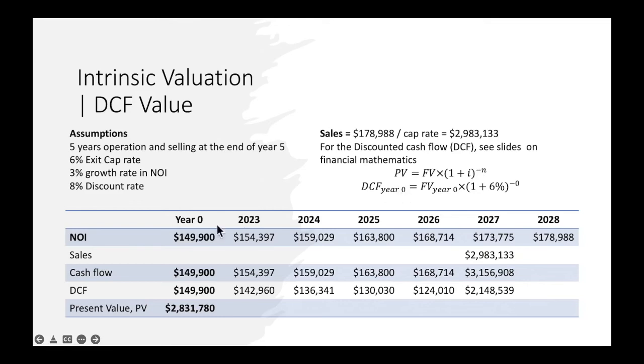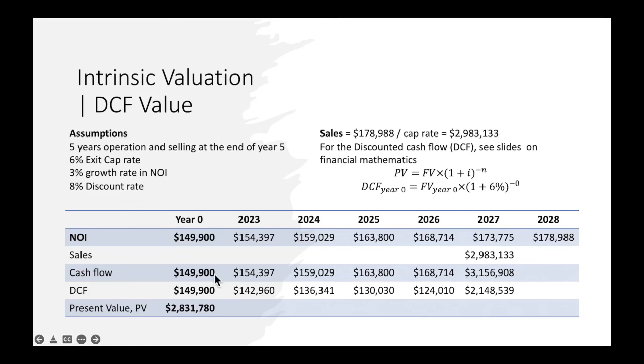It means that for year 0, the discounted cash flow is going to be the future value at year 0, that is this, times... I think there's a mistake here. This is 8% here. Okay, sorry, this is 8%. 1 plus 8% to the power 0. Everything to the power 0 is going to be 1. So this is going to be 1 times this value here. Then you do the same thing here. At the end of the first year, you're going to take this value here, 154,397. You multiply by 1 plus 8% to the power negative 1.